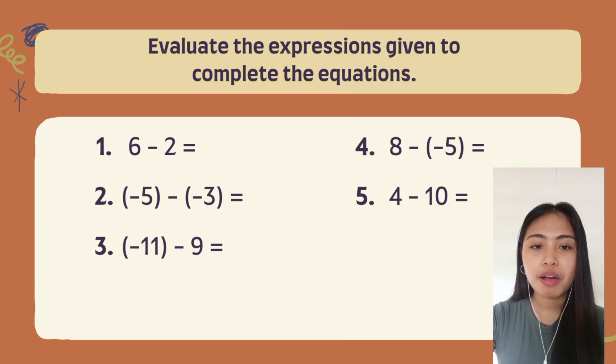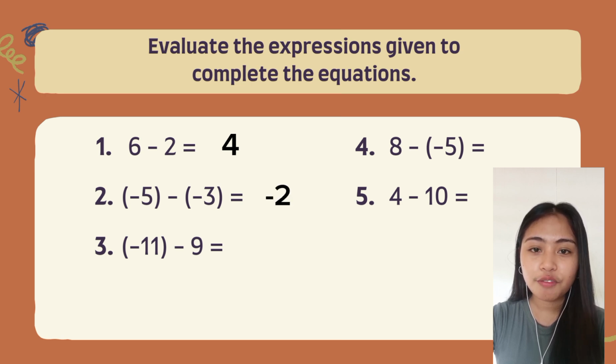Very good. Positive 4. Number 2. Negative 5 minus negative 3 is equal to, Miss Gonzaga? Yes, negative 2. Number 3. Negative 11 minus 9 is equal to, Mr. Salazar? Yes, negative 20. Number 4.